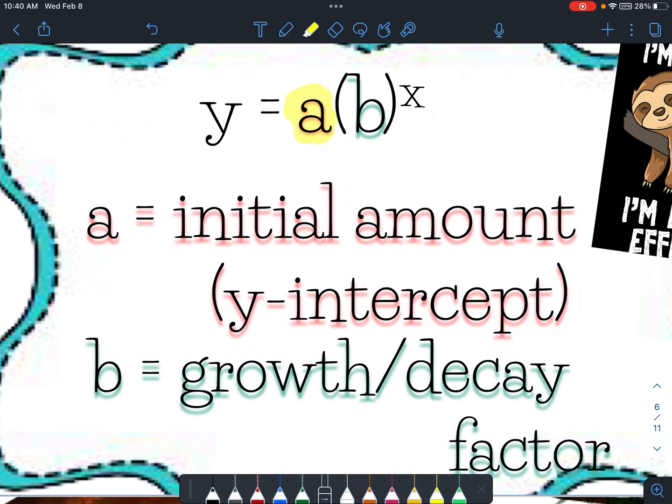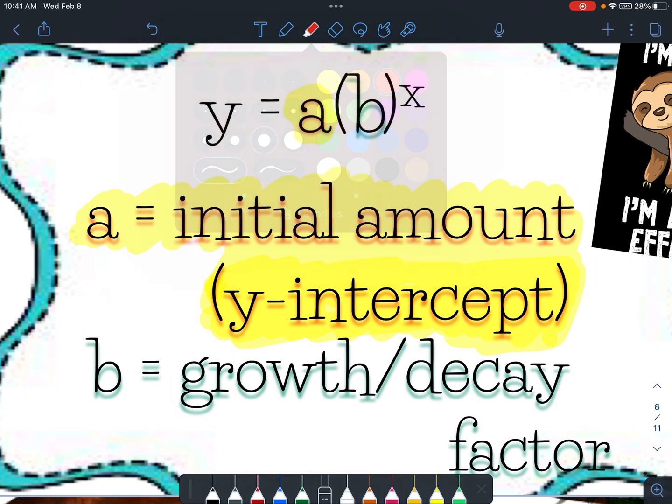So the A stands for the initial amount. That'd be like in our example of the bank. We started with $1,000, right? We started with $1,000. We put that into a bank, and that's our A value. So wherever you're starting, also known as the y-intercept, right? Where is this thing going to cross the y-axis?